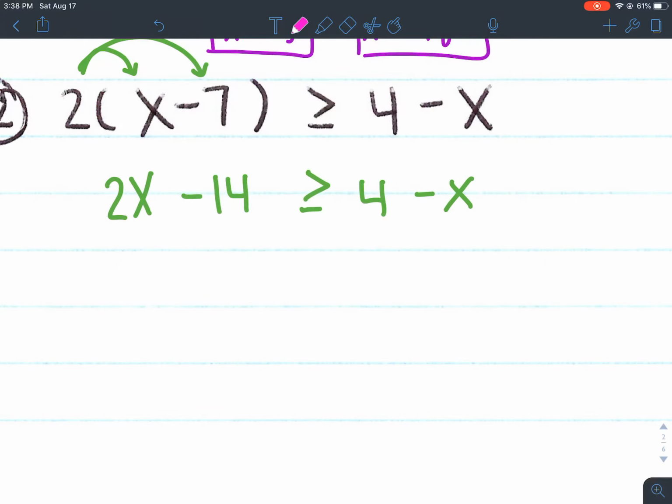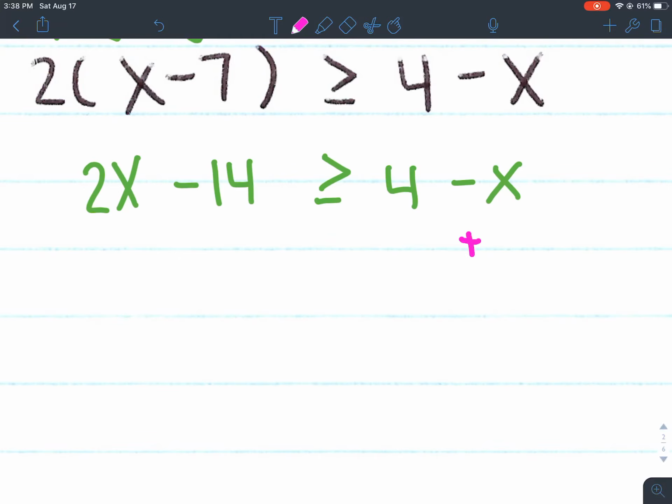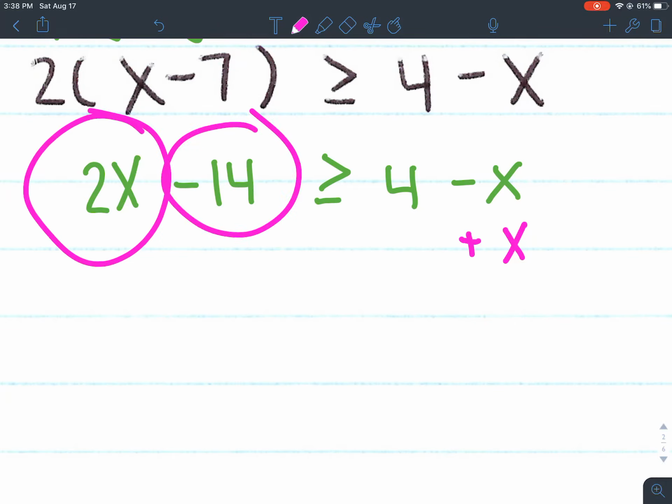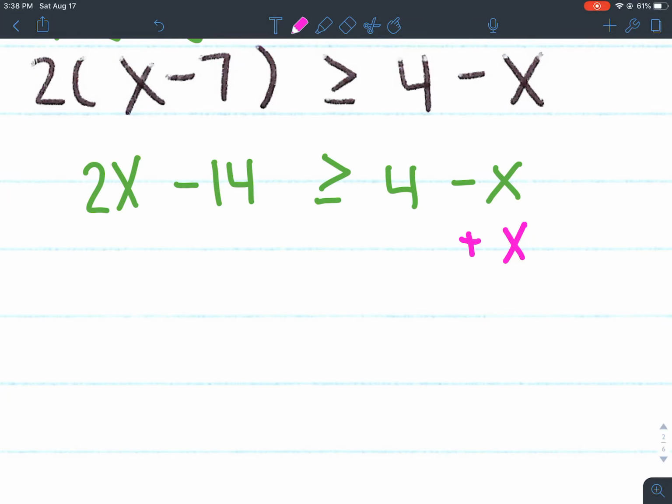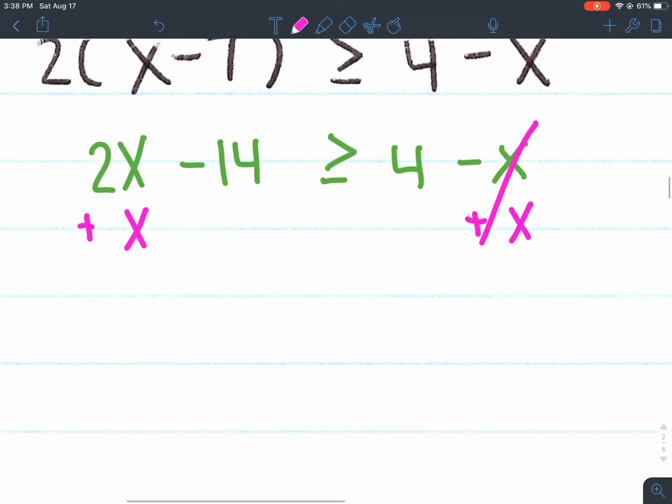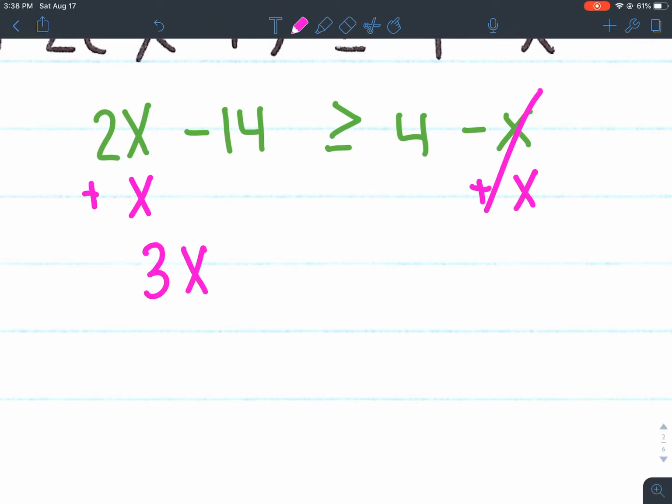And again, we're back to kind of where we were in the very, very first example problem where we have variables on both sides. So if we have variables on both sides, I want to move them all to one side. So I'm going to go ahead and add x to both sides. Now where am I going to add x to? I'm going to add it to 2x or negative 14. I'm going to add it to 2x. I want to add it to the like terms. If they're not like terms, they can't be added. So then I have 3x minus 14 is greater than or equal to 4.